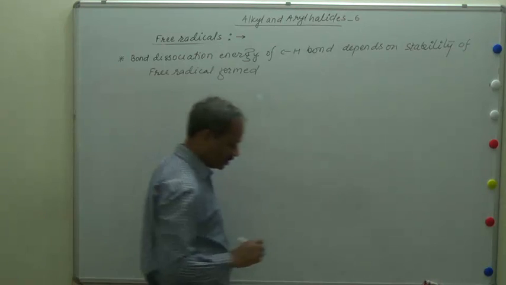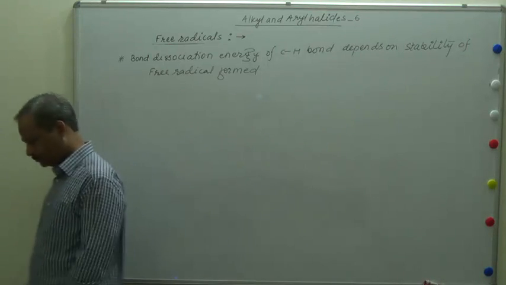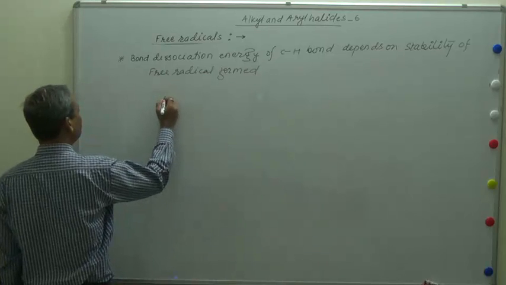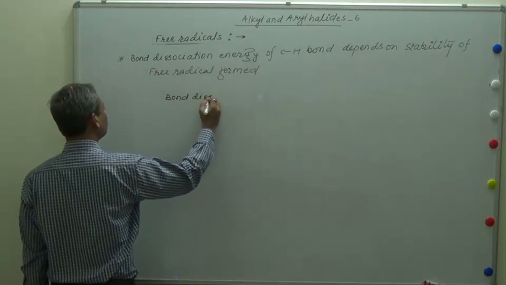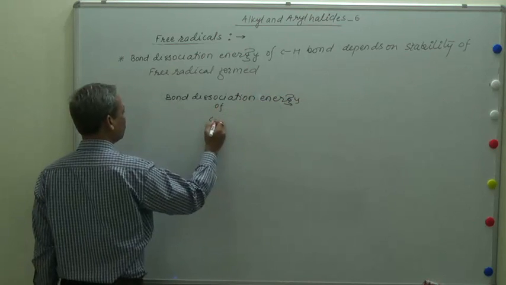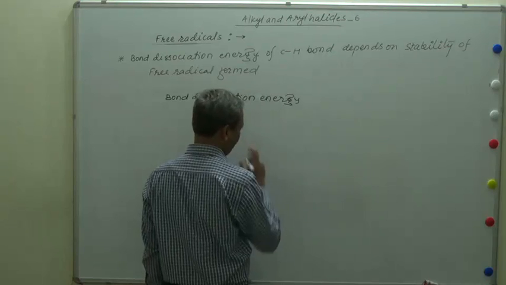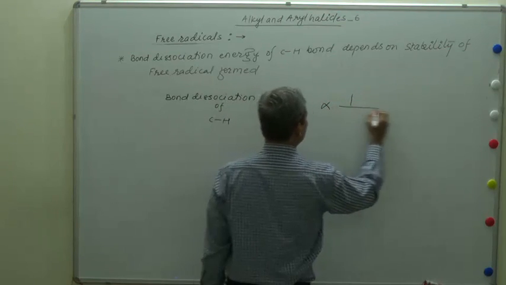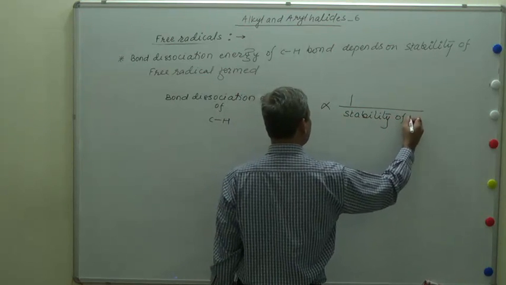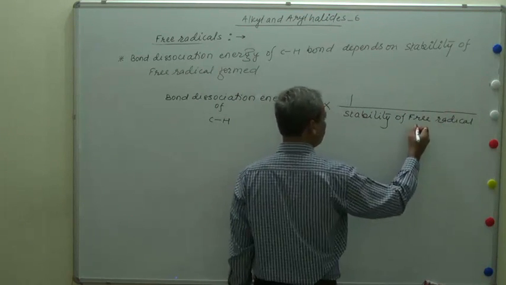Now, whenever we have to compare bond dissociation energy, we have to consider homolytic cleavage of the bond. Homolytic cleavage of bond for comparison of bond dissociation energy. So we can say bond dissociation energy of CH bond depends on stability of free radical form. So it is inversely proportional to stability of free radical formed.